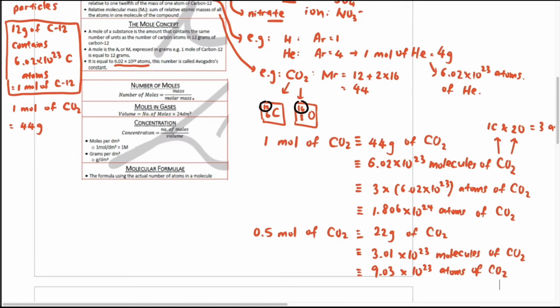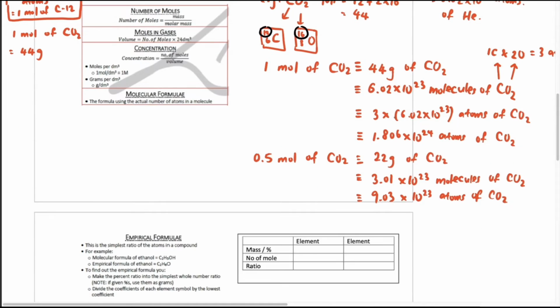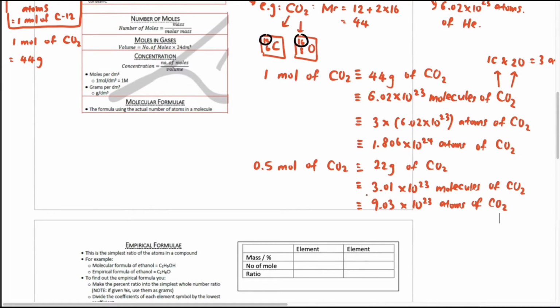So, can I know how did you get the number of atoms of carbon dioxide for 0.5 moles of carbon dioxide? Yeah, how I do it is I multiply with 3. I take this value, I multiply with 3. Why do I multiply with 3? Because one carbon dioxide molecule contains 3 atoms. So that's why I multiply with 3.